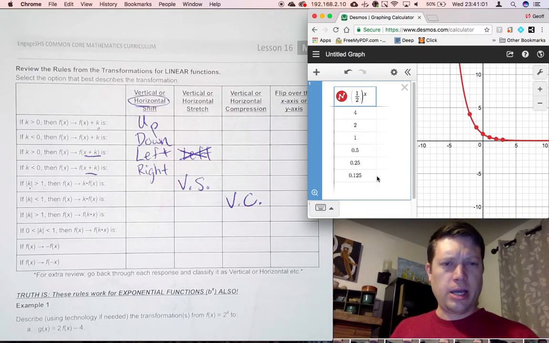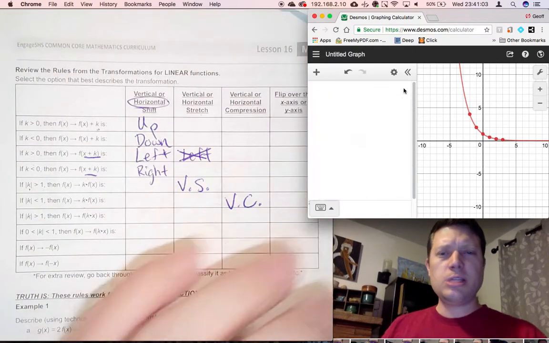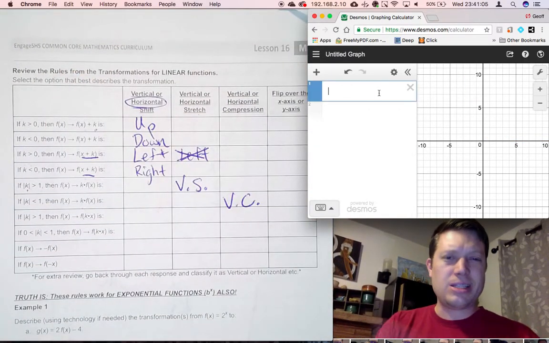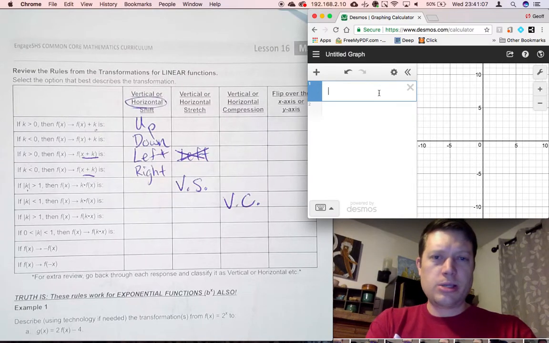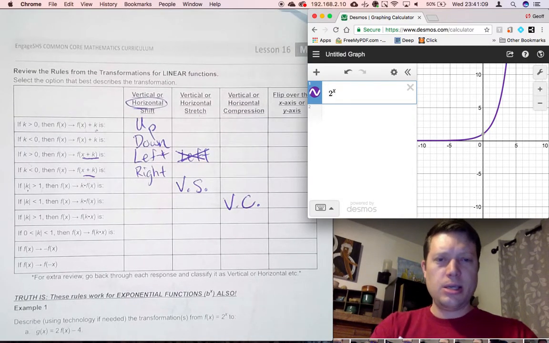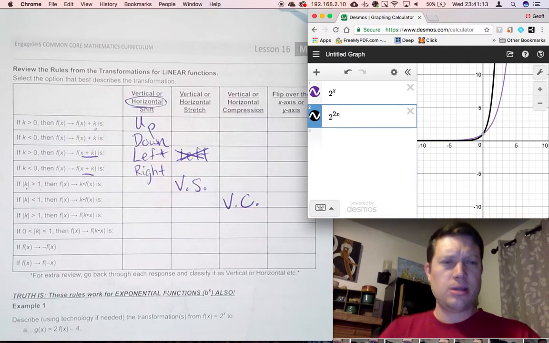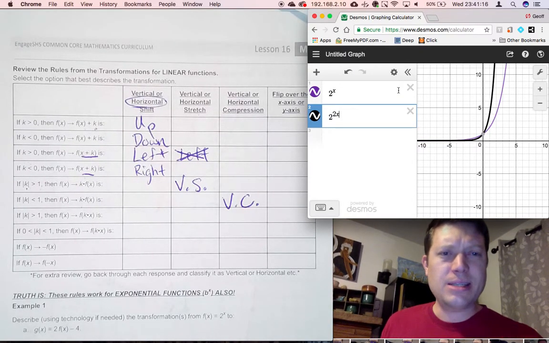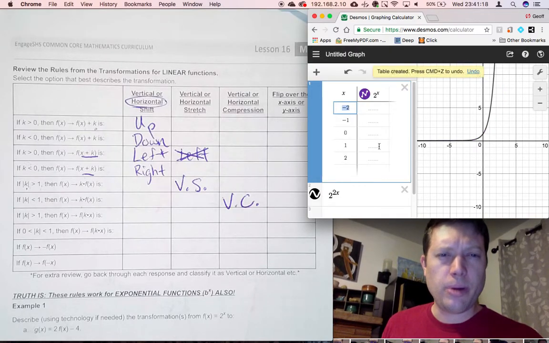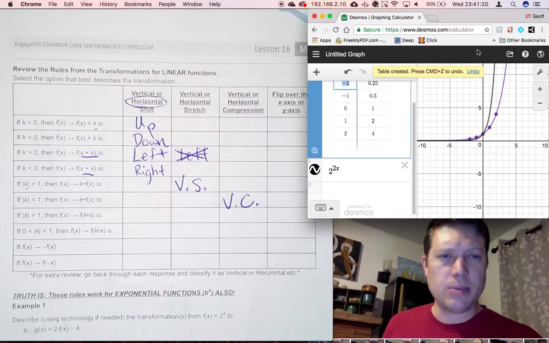Something like, I think I need to demo this. I'm going to demo this. This is supposed to be demoed with a linear function, but we're going to get to exponentials anyway. So let's go, here's 2 to the x, and let's put in the exponent 2x. Okay. As a table for both.